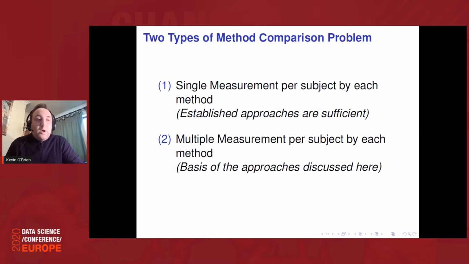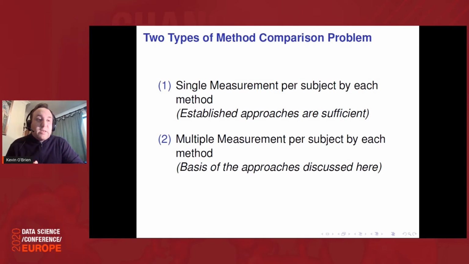Okay. Now, the subject of this talk looks more at the second case, where there are multiple measurements per subject by each method. And that's the basis of the approaches discussed here. In the first instance, the established approaches are sufficient. I won't go through them all. I'll go through the main one, but for the second case, multiple measurements, there's still a lot still to be determined.